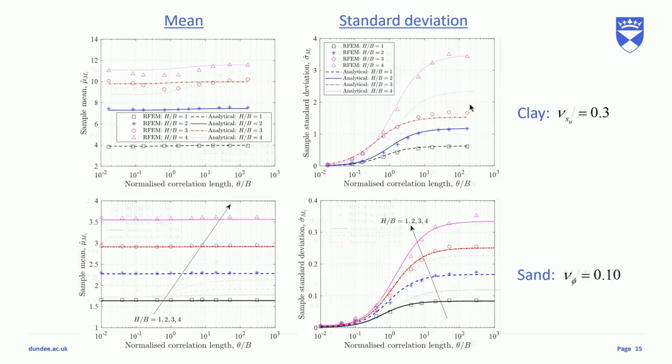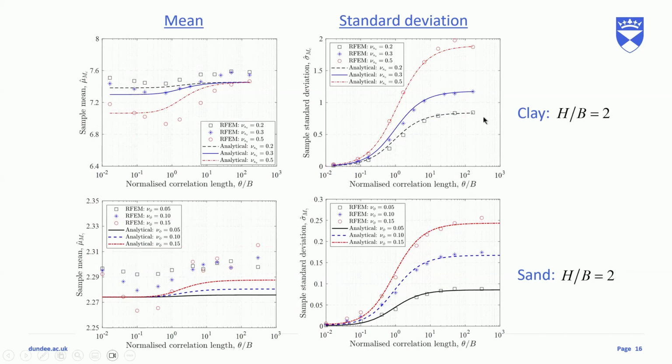So the second one is about keeping the embedment ratio the same and changing the coefficient of variation. They have the same pattern. And for the mean value, it's the same. It doesn't really affect much.